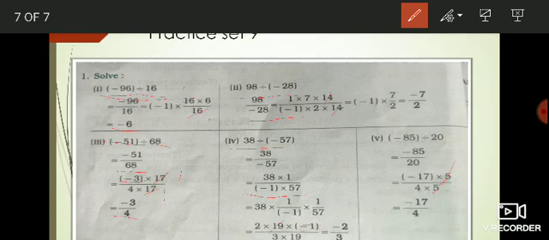At the numerator minus 17 and at the denominator 4 is there. So what will be the answer? Minus 17 upon 4. I hope all of you understood how to do division of integers by using this method.